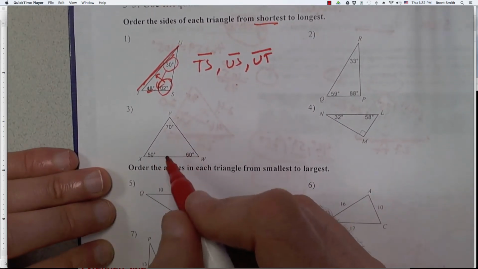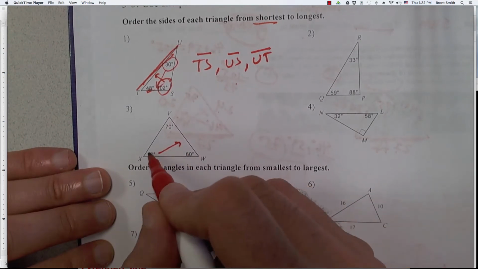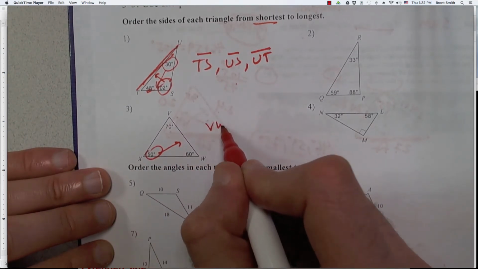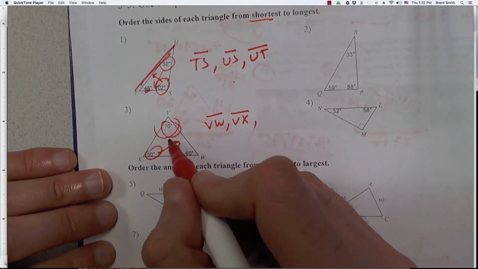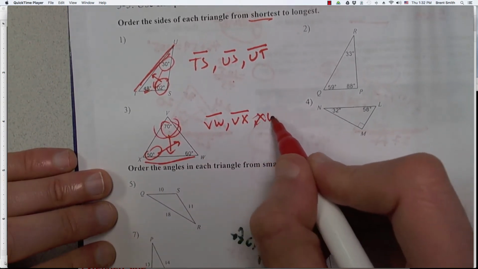Same thing with this, shortest to longest. This is my shortest, opposite 50, so VW. Then the medium one, VX. And then the biggest one is opposite 70 degrees, XW.